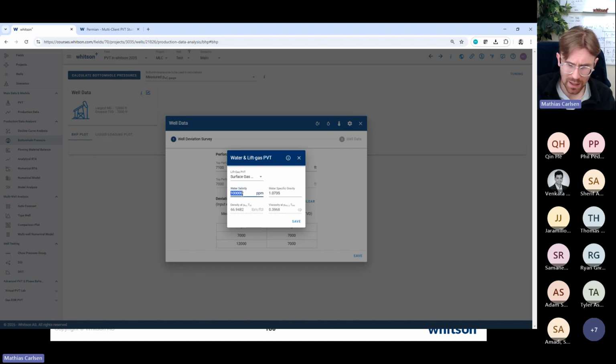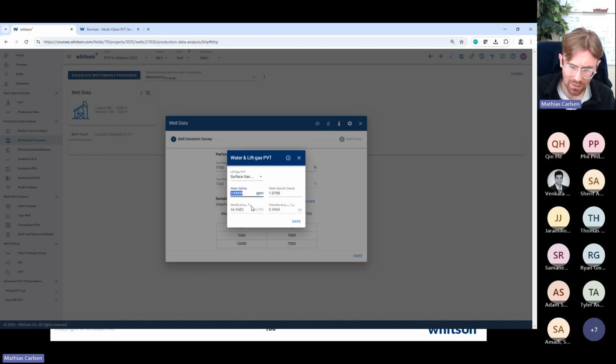And typically salinity ranges from 0, which is fresh water, all the way up to 300,000 parts per million. And you see from 100,000, if I made that number 300,000 instead, the density is changing a lot and the viscosity is more than doubling. So it starts to become really important when you have really, really saline formation water in general.